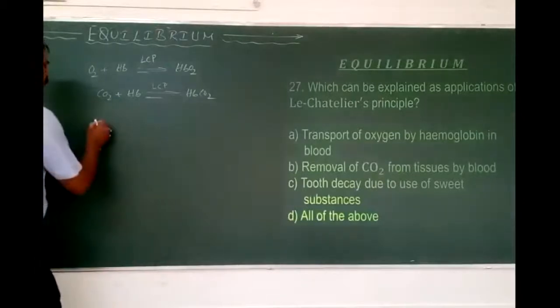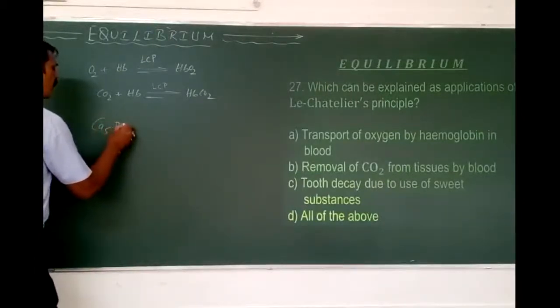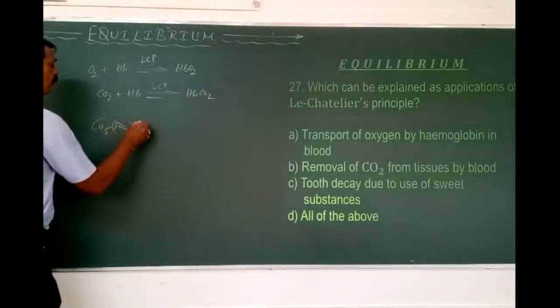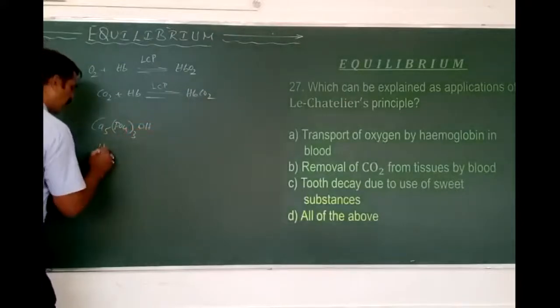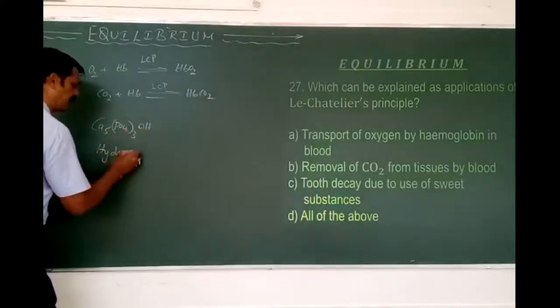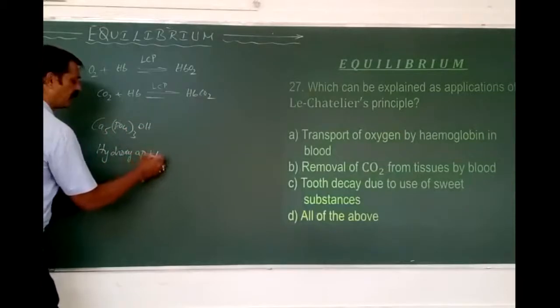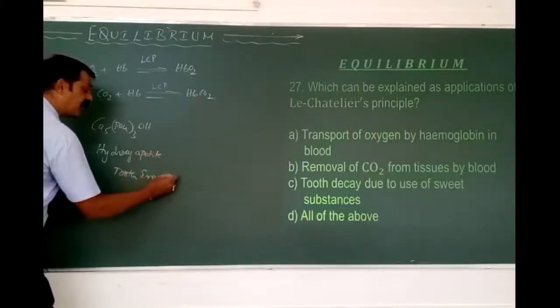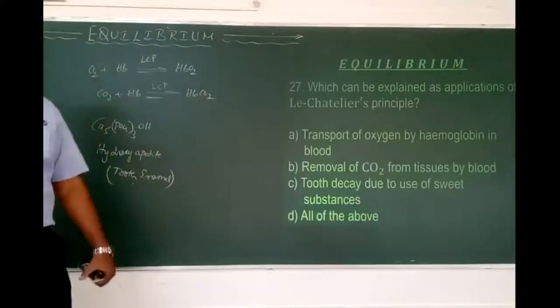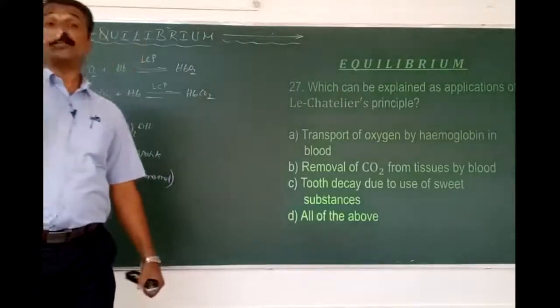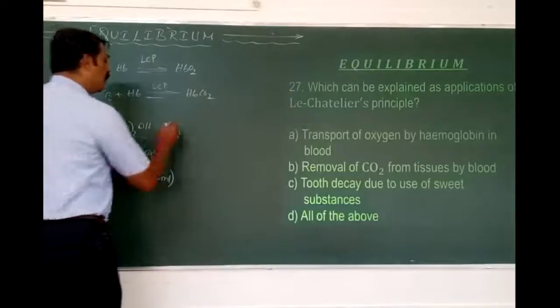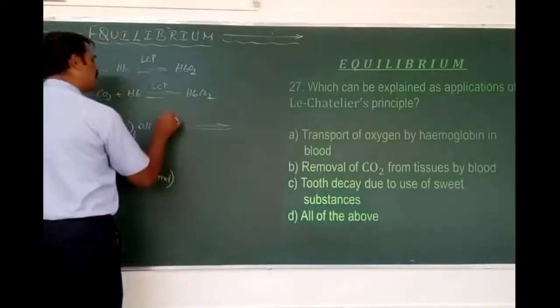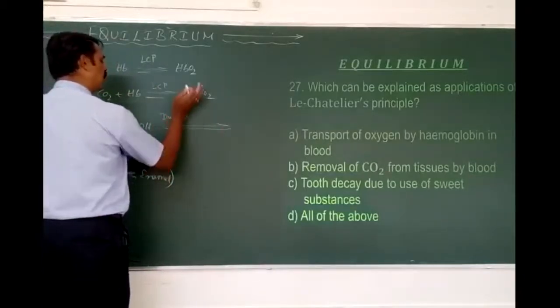The tooth decay due to the use of sweet substances. Usually Ca5(PO4)3OH is called hydroxyapatite. It is called tooth enamel, which protects the teeth. It protects the enamel present on the teeth. Suppose this is called demineralization.